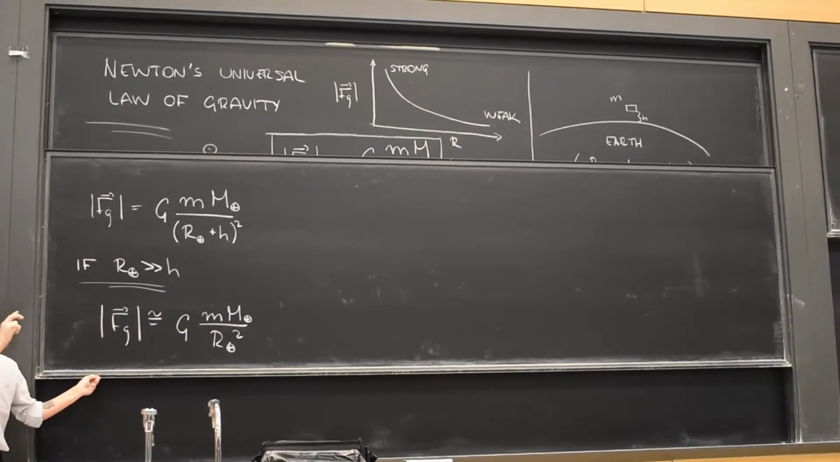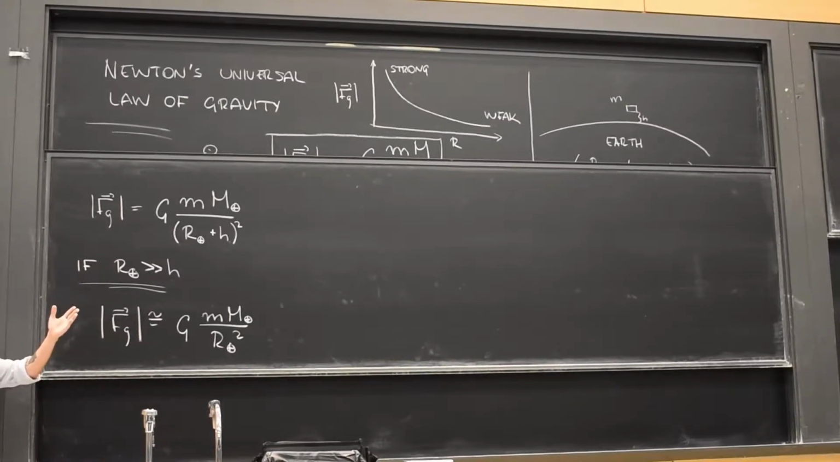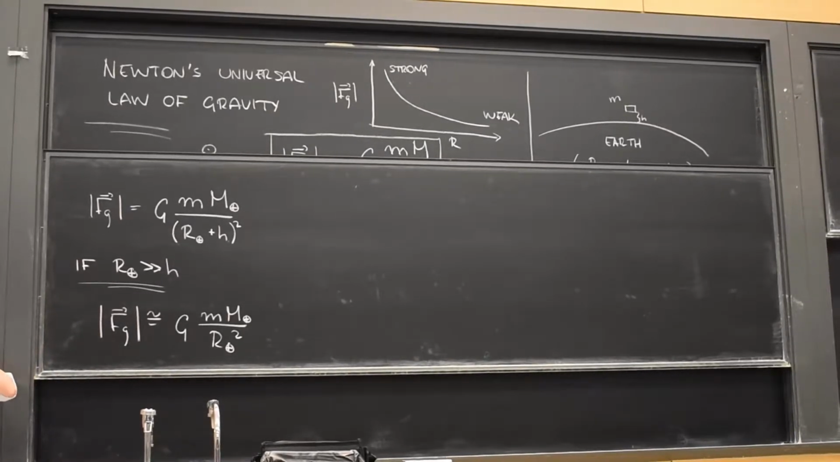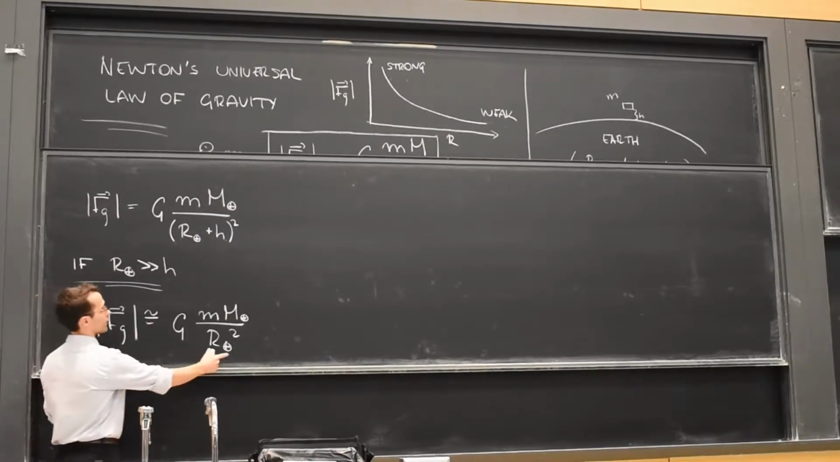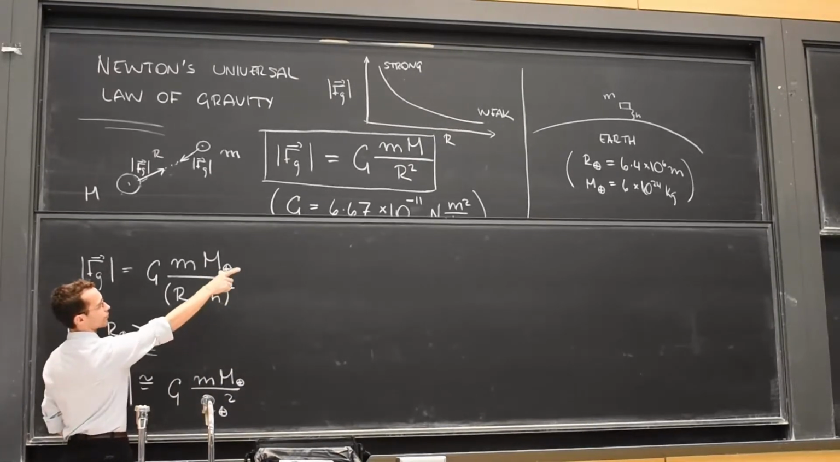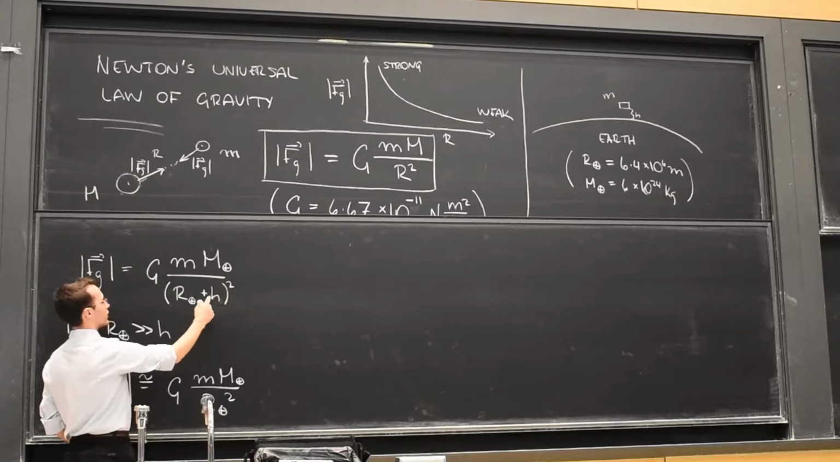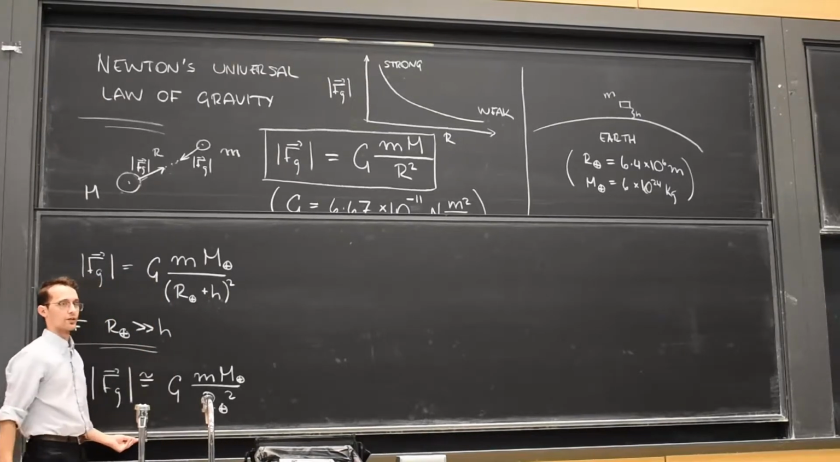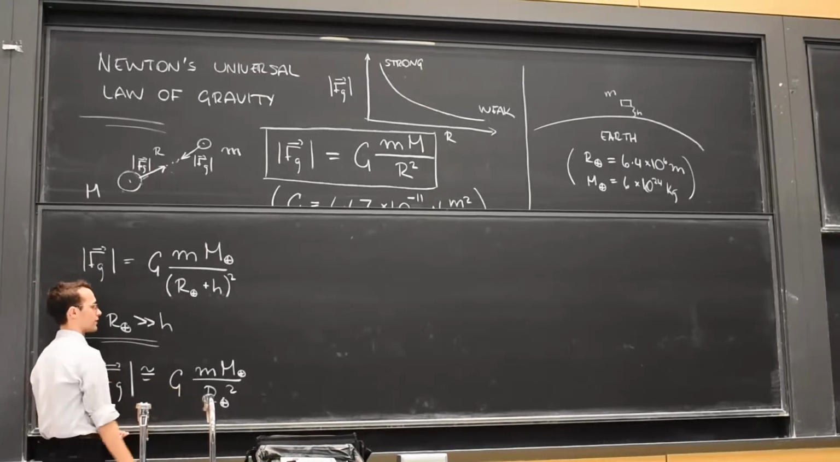It's a very simple thing, right? 1,000 plus 1 is roughly 1,000. That's the same idea here. The radius of Earth is extremely large, plus a few meters isn't going to make a big difference. So we can approximate it.